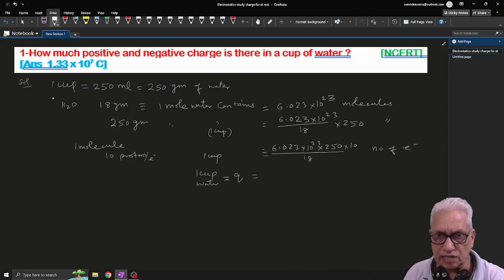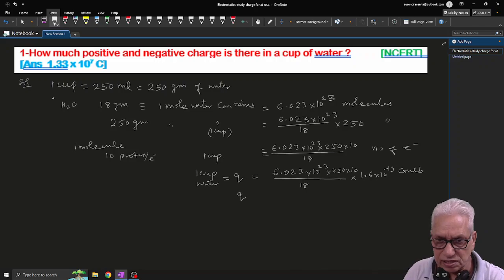So the positive charge or negative charge in 1 cup of water is equivalent to 6.023 into 10 to the power 23 times 250 times 10 divided by 18, and the charge on 1 electron, that is 1.6 into 10 to the power minus 19 coulomb. After solving this, the total charge, positive and negative, is equal to 1.33 into 10 to the power 7 coulomb. So this is the answer here.